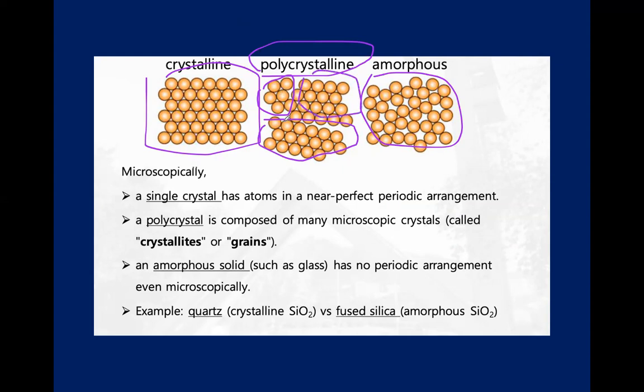Now, different clusters of crystalline materials, right? So these three materials are available, whether it is single crystal or polycrystal, right? So the amorphous ones, they don't have proper arrangement of the internal structure. Glass is a very good example.